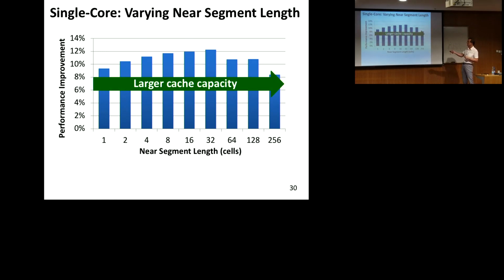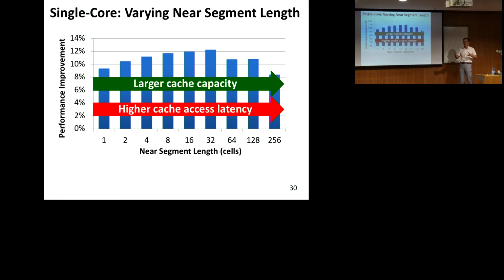You get larger cache capacity over here, but you get higher cache access latency also, higher near segment access latency. So actually, even a segment length of one buys you a lot of performance, but of course it's not the highest that you can get. 32 is what we found out to be the best.